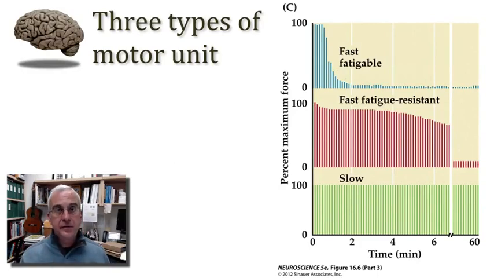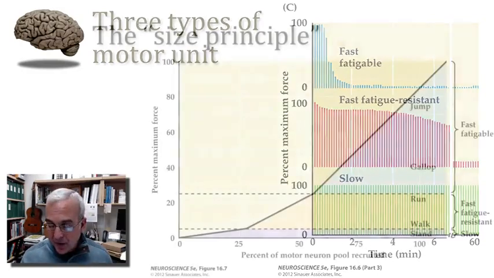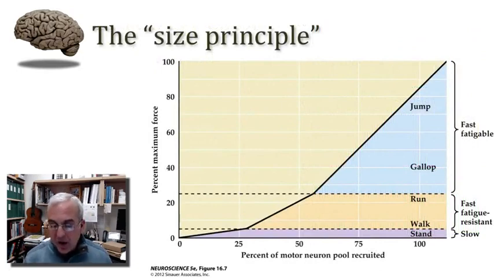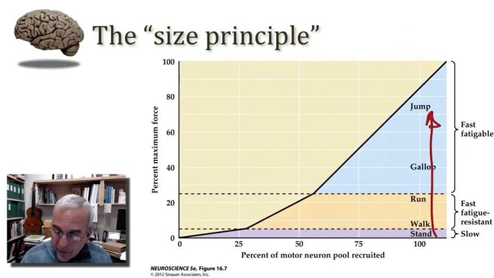Now let's put all this together in terms of behavior. These are data from an animal experiment looking at the transition from standing all the way up through a more explosive type of motor activity, jumping. And what we see is that to maintain posture, we rely on our slow motor units, and that makes good sense because speed is not an issue. Typically, the amount of force that's needed to maintain posture is relatively low, and we certainly want to activate motor units that are resistant to fatigue.